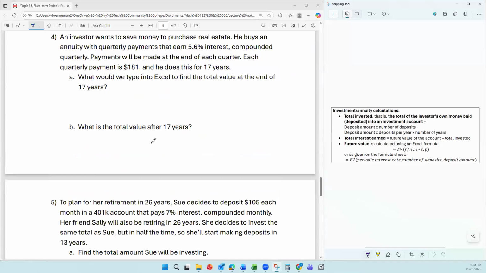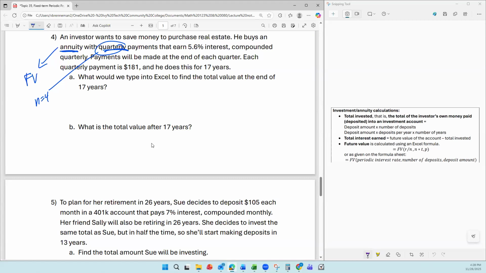So an investor wants to save money to purchase real estate. He buys an annuity. When you see annuity, that is also a cue that you're going to use FV. Quarterly payments, so that's important. We're using N equals 4. So don't get in the habit with PMT, it's I think always going to be 12 monthly. With FV, there's more of a mix. Sometimes it'll be annually, sometimes it'll be monthly, sometimes it'll be quarterly.